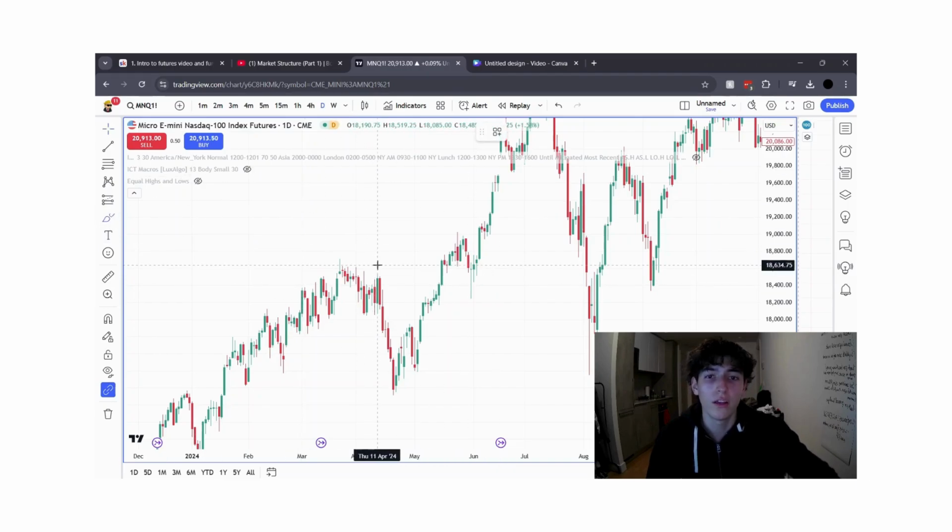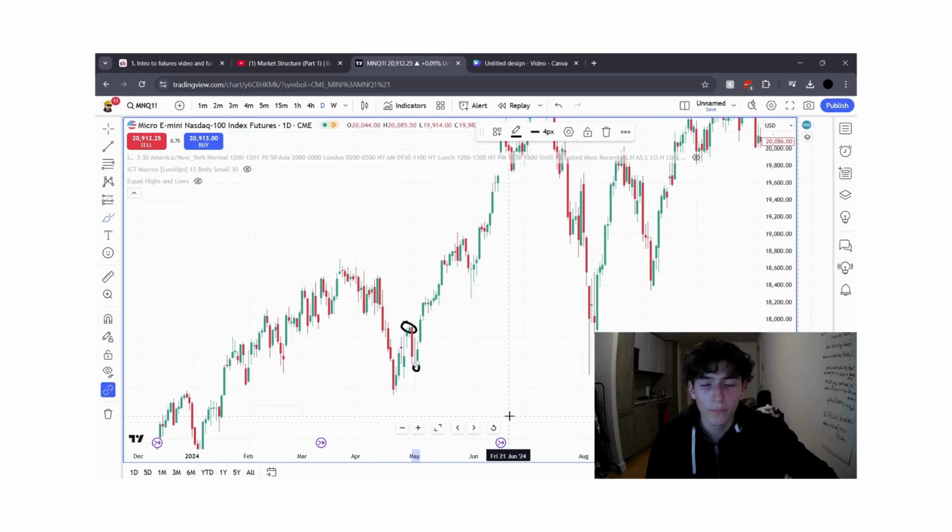I'll point out all the higher highs, higher lows, lower highs. So as you can see, here it creates a high. Why? Because it's a green candle followed by a red candle. Here it creates a low. Why? Because it's a red candle followed by a green candle.